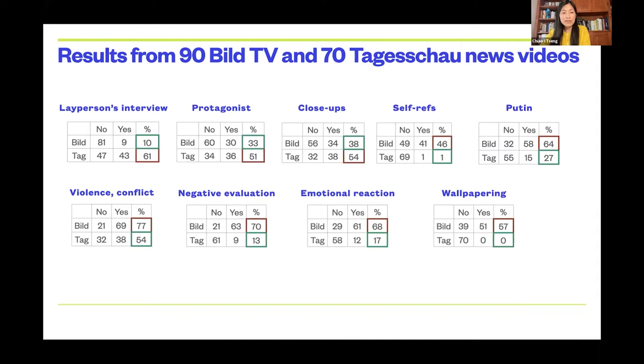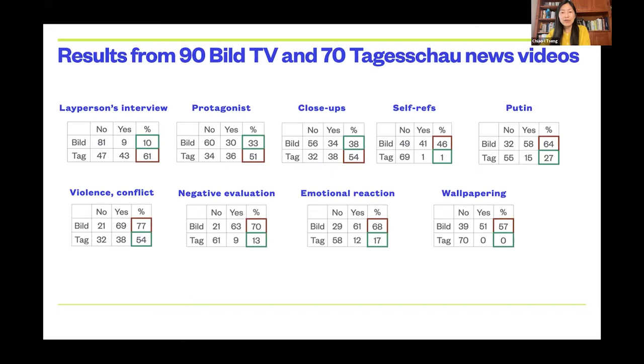If we look at the layperson interview, the first three, laypersons, protagonists, and close-up, we can see that Tagesschau uses them more dominantly than Bild. So Tagesschau uses a lot of layperson interviews, protagonists, and close-ups of them to tell news stories. And Bild also, but not as dominantly as Tagesschau. But for the rest of the categories, like self-reference, Putin, violence, conflict, negative evaluation, emotional reaction, and wallpapering, Bild TV used them dominantly while Tagesschau tried to minimize them.